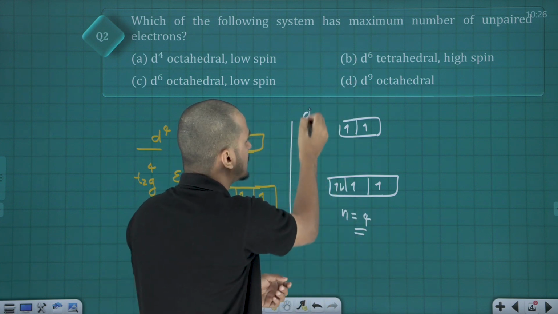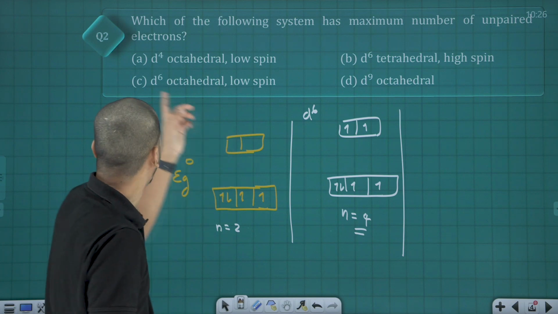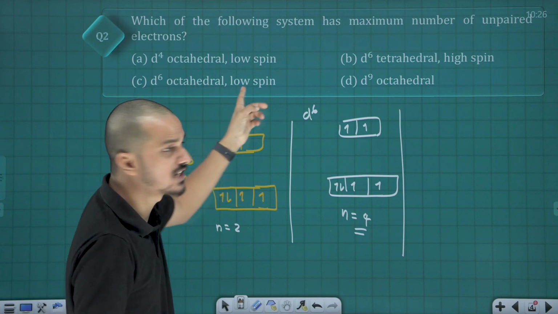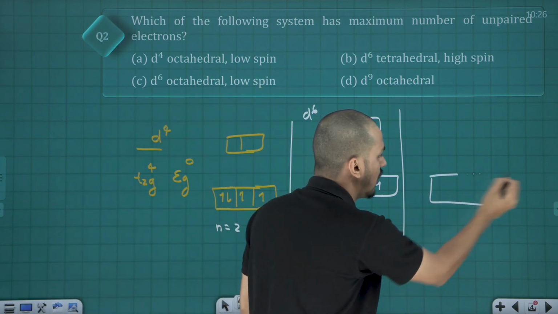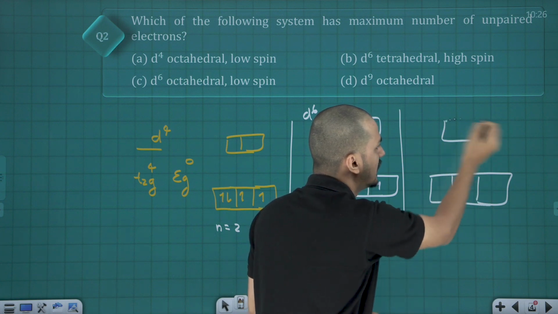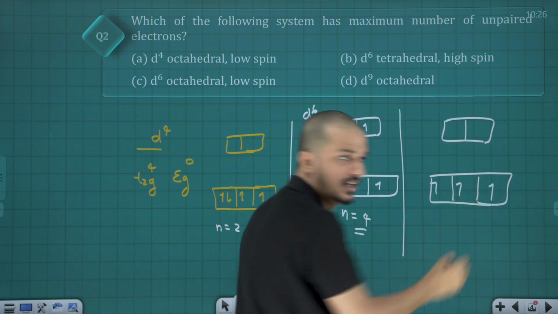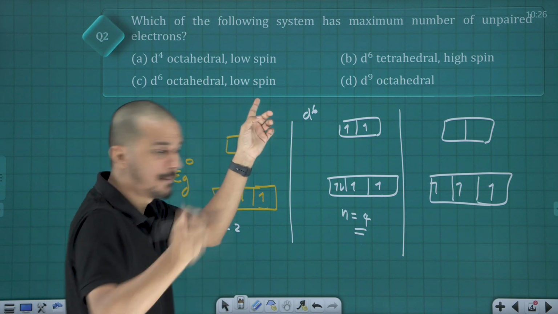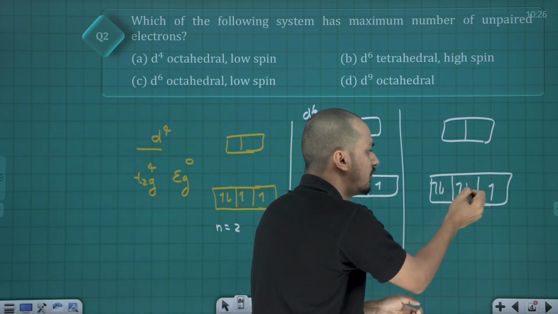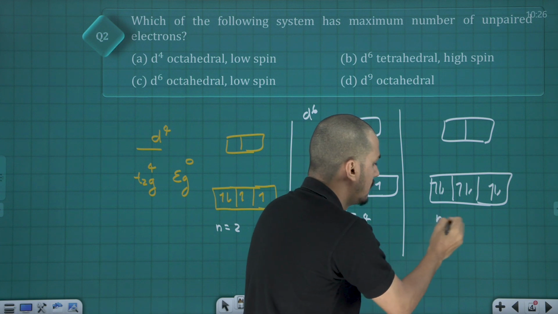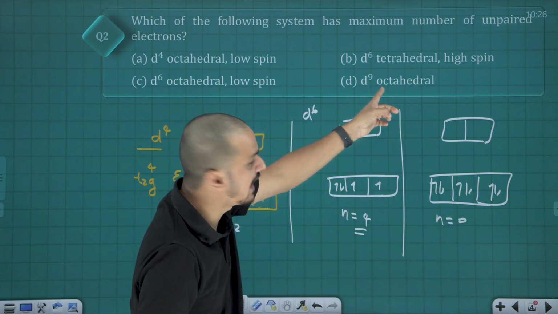Second option, d6. And what about the third option here? d6 octahedral low spin. d6 octahedral low spin means you can see here 1, 2, 3, and low spin means pairing will take place initially. So 3, 4, 5, 6. So n equal to how much? 0.